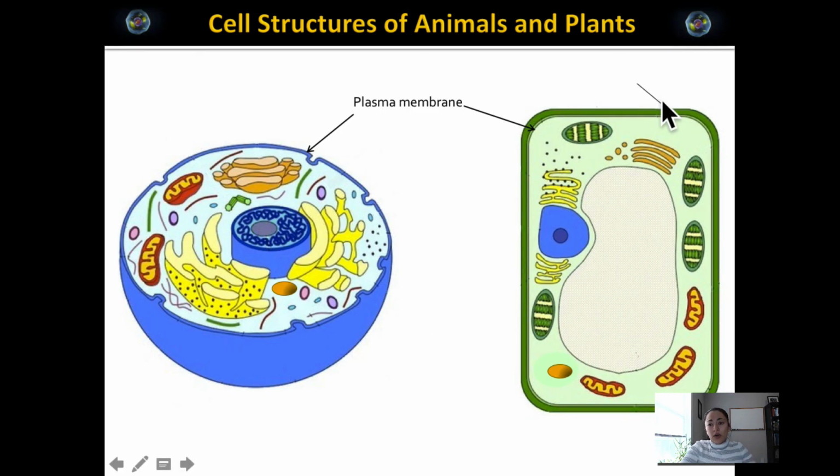In plants, however, surrounding the plasma membrane is a rigid wall called the cell wall. The cell wall is not present in animal cells. Since plants have cell walls, they have a lot of protection surrounding their cells. Whereas animal cells, since they do not have a cell wall, don't have that protection, but it allows animal cells to be a lot more flexible.